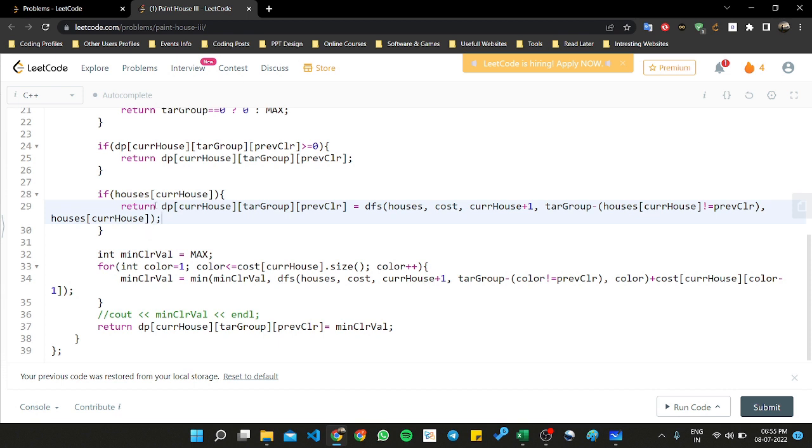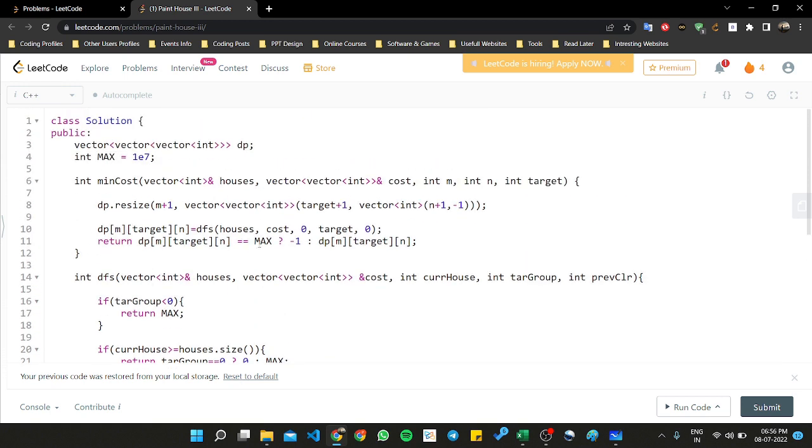If the house is not colored, I want to check all the other possible colors. I iterate from 1 to all the colors, and I call the recursion for all possible colors. For example, I try to paint the first color on the current house, or the second color on this current house, and take whichever gives us the minimum value. I store it in the minimum color value, and finally I store into DP and return the value. So this is the code for this problem.